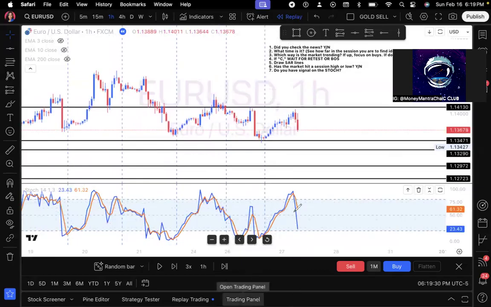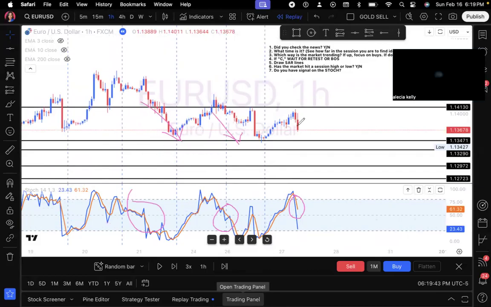It's pretty much if the stochastic is facing down, right? We see it here, we see it here, we see it here. If it's facing down, that's usually a reflection that the market is going down as well.